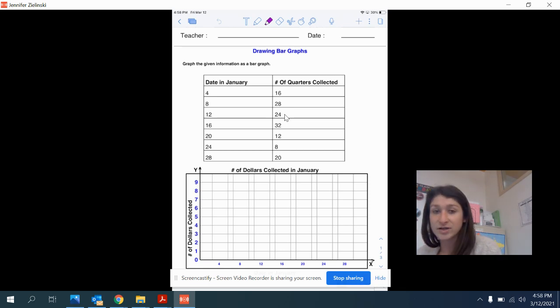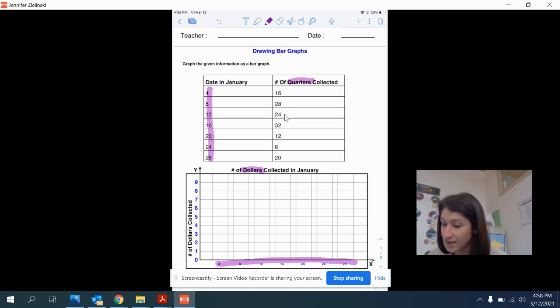So I have my date in January in my table up here, and number of quarters collected. I'm going to look here. The title of my graph says number of dollars collected in January. Interesting. I have quarters and dollars. So that's definitely going to affect the way I display my data here. I have the date down here in January, so I know that's going to match with this. Okay. I got my 4, 8, 12, and so on. But then if I notice here, I have the number of quarters on my y-axis, the number of dollars collected.